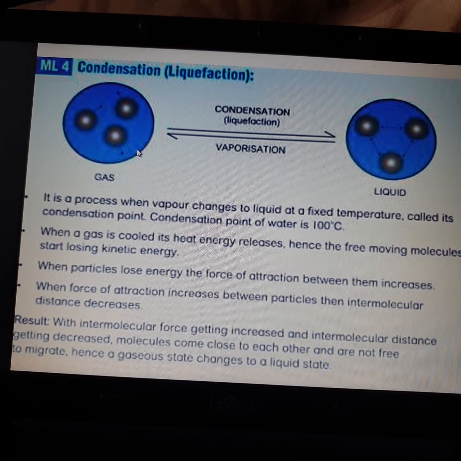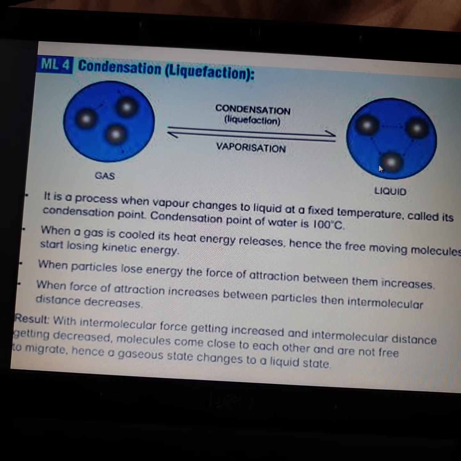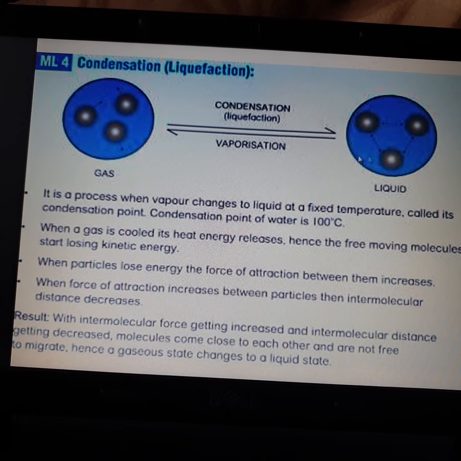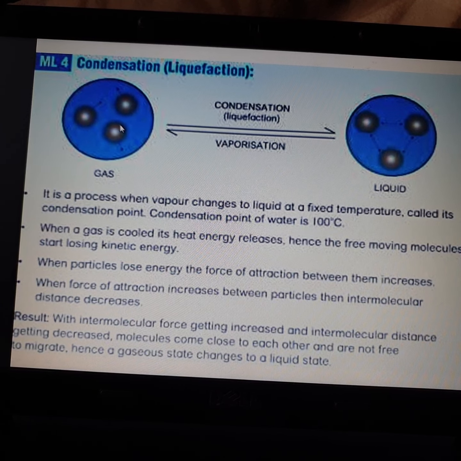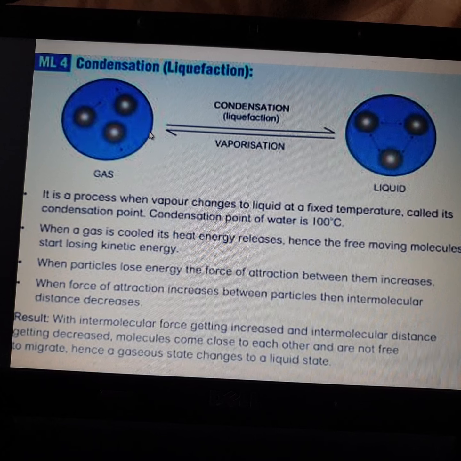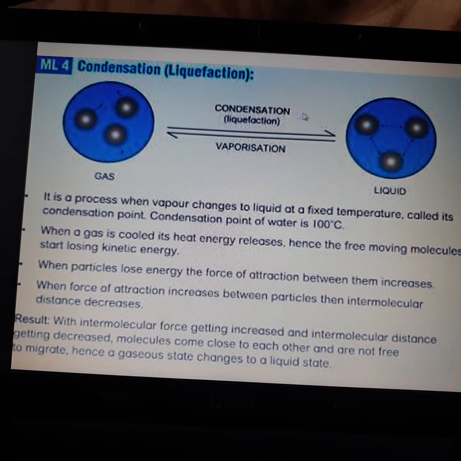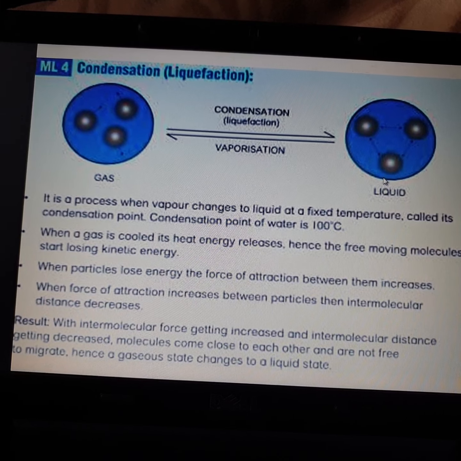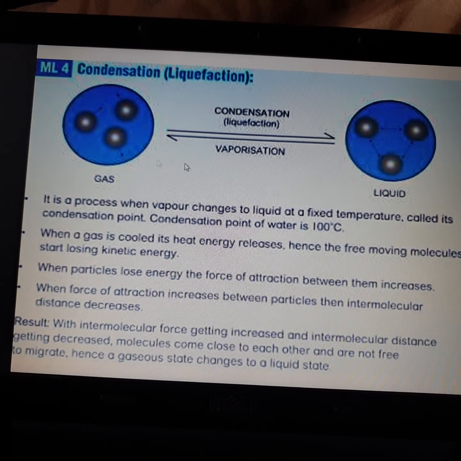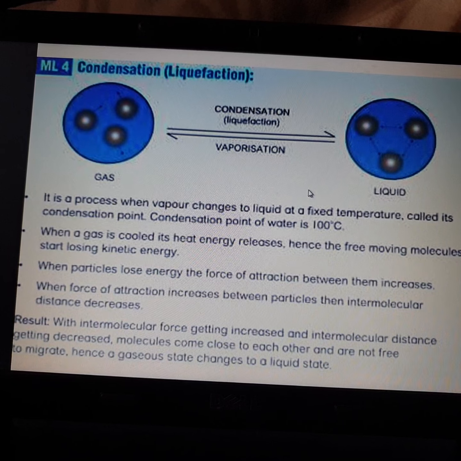So, a gas can be changed to a liquid, or a liquid can change to a gas. Fine. Gas changing into liquid is called condensation. Liquid converting back into gas is called vaporization.